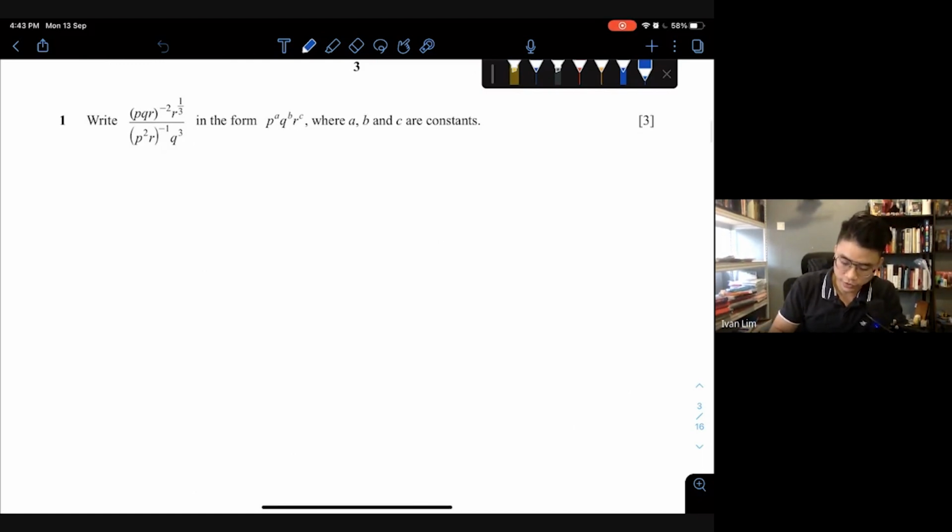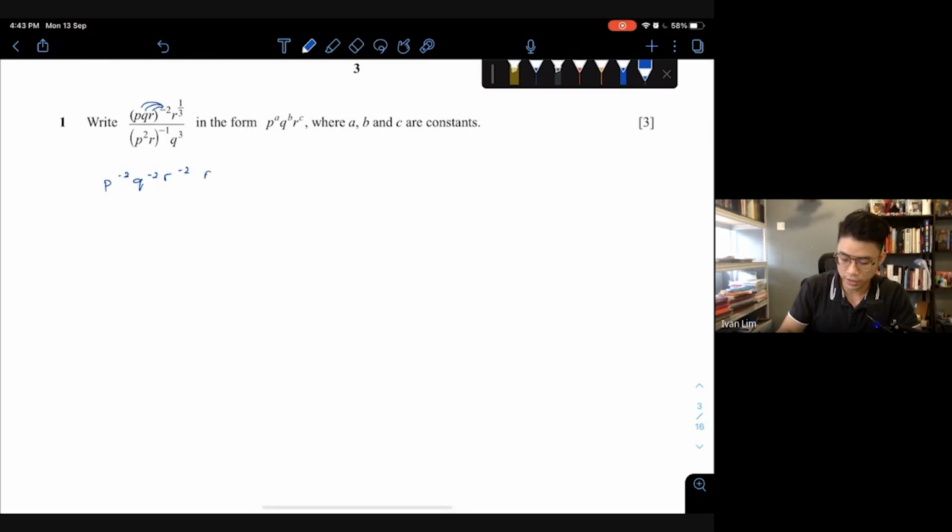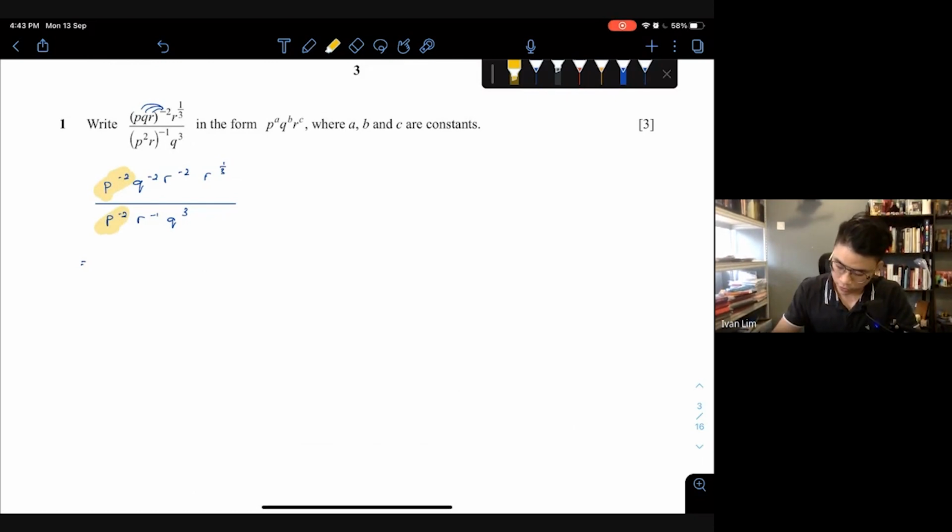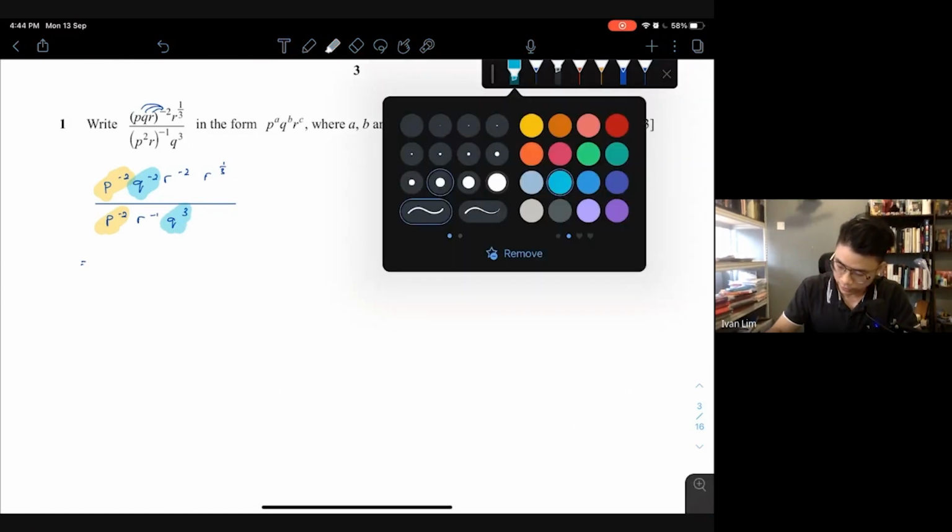Okay, so the first one, if there's a bracket, we multiply, multiply, multiply. So what would you get up here? P^-2, Q^-2, R^-2. Then over here, we've got our R^(1/3), over, let's see, P^-2, R^-1. We also multiply the bracket again, Q cubed. Okay? So gather all your P's together, all your Q's together. So we've got Q here, Q here, and then all your R's together.